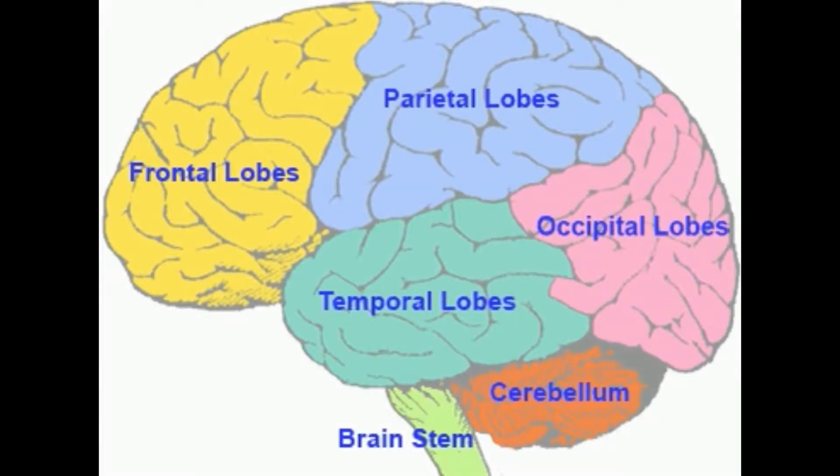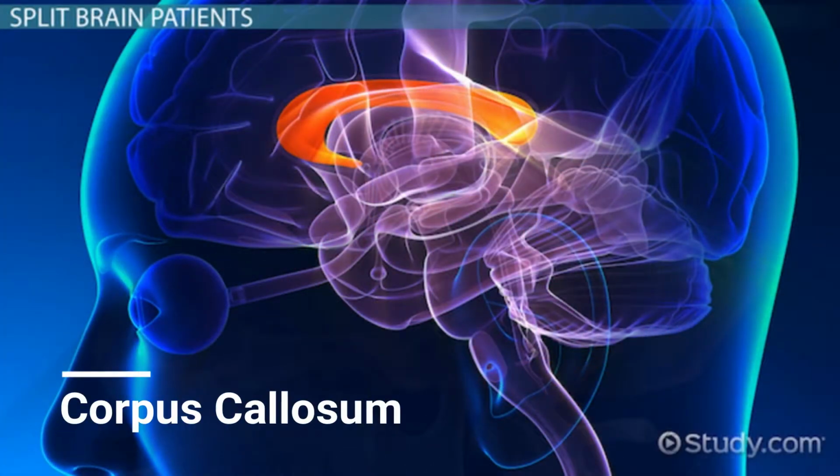Together, these 4 lobes of the brain form what is known as the cerebral cortex, which is the wrinkly surface of the brain. The last main area of the brain is the corpus callosum, which connects the 2 hemispheres of the brain and allows for information to be sent between the 2. So working together, the 2 halves of the brain can control the whole body.